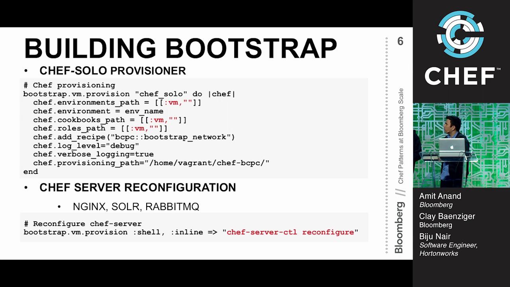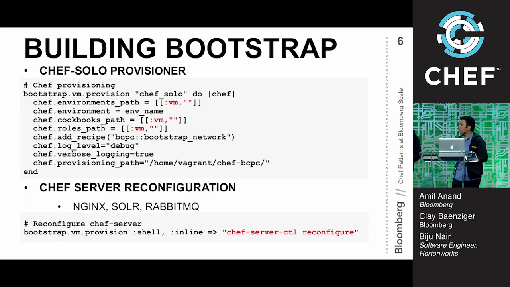If you look at the Chef environments path, that is passed as :VM, empty string. Similarly, we have the environment name, and the environment comes from the JSON file. Similarly, the cookbook path is passed the same way, and the roles path. But finally, we have the Chef provisioning path. That is the location for all the recipes and cookbooks inside the VM. When the Chef Solo Provisioner is executed, it goes to this provisioning path and reads all the recipes that are specified in the chef add recipe call, and it will configure the network.